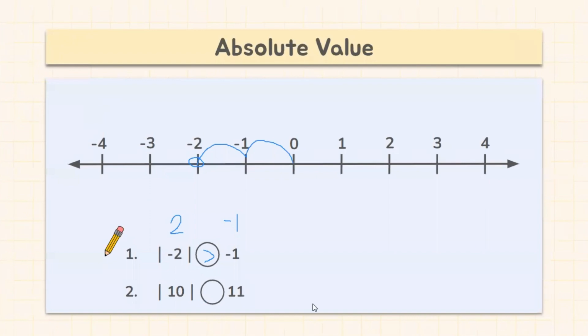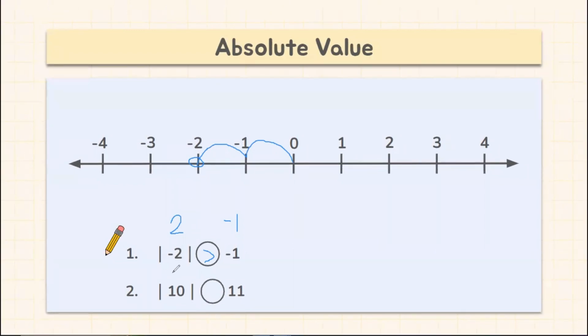The absolute value of 10 compared to just 11. The absolute value of 10 is going to remain the same. 10 positive is still 10 away from 0. And we're comparing that to 11. 10 is less than 11. And the absolute value of 10 is less than 11.